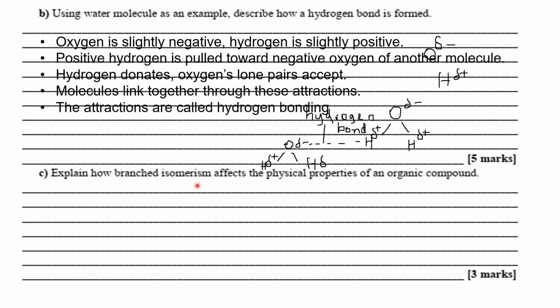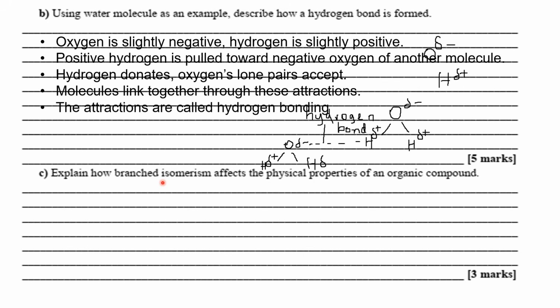Explain how branch isomerism affects the physical properties of an organic compound. I hope you understand what isomers or isomerism is. Isomerism is the tendency of a compound to form different structures of the same substance. For example, normal pentane, with a straight chain, can form other pentane molecules with branches. So how does the branching affect physical properties like boiling point, melting point, density, and the others?